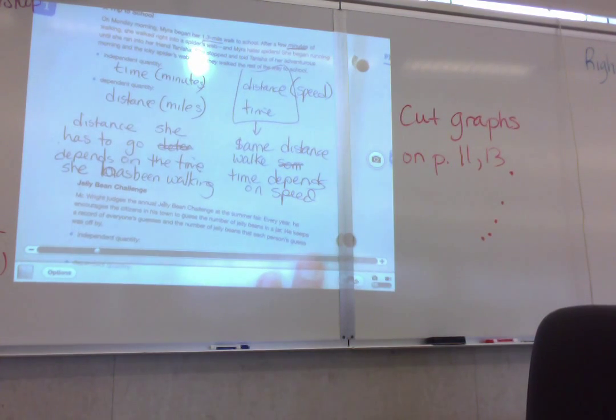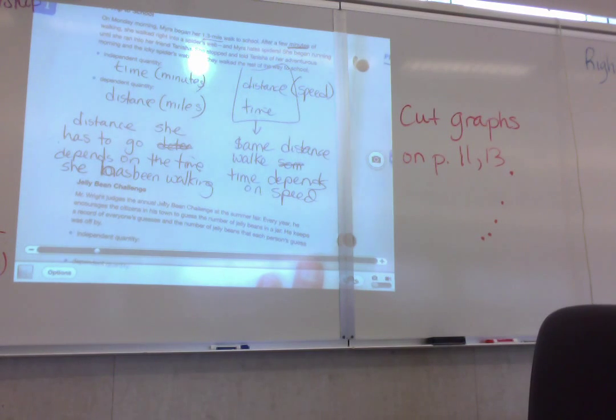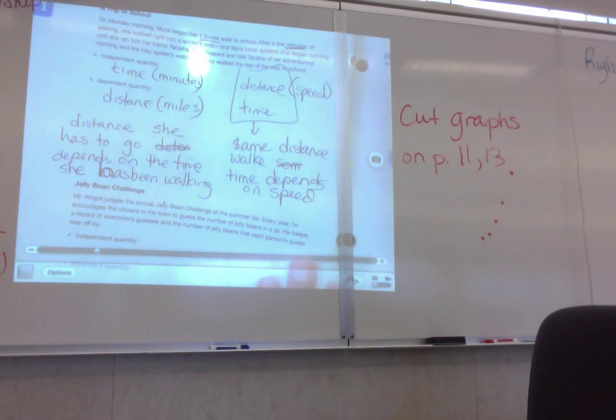What group? Back table. Somebody going to read for us?